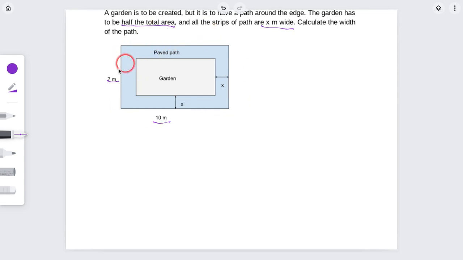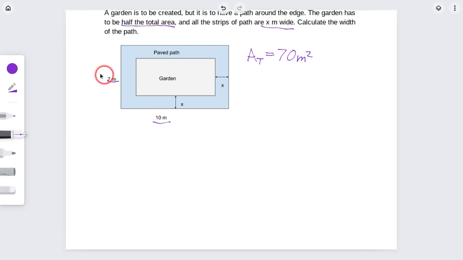So what we'll first do is try to figure out exactly what the total area is. We're going to write here area with the t underneath to show that's the total area. This is equal to 7 times 10, which is 70. So this is using meters as a measurement, so this is 70 meters squared. That's the entire total area.